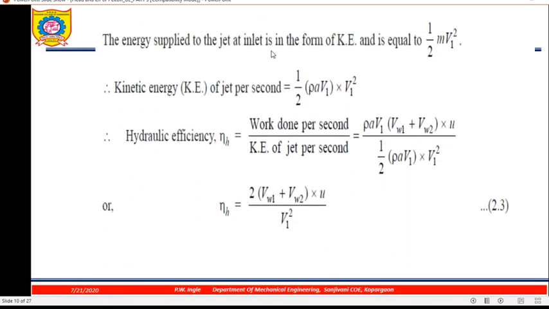What is the energy supplied to the jet at inlet? It is 1/2 m v1 squared. What is hydraulic efficiency? It is work done upon kinetic energy. So at last you get 2 (vw1 + vw2) u upon v1 squared.